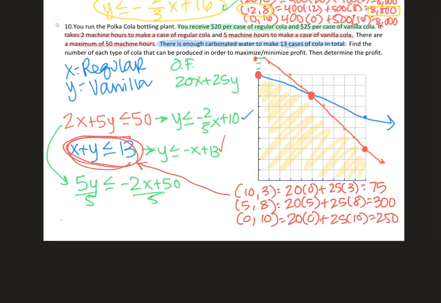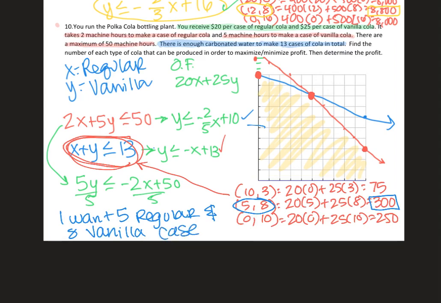So my money that I want, I'd rather have $300. But this is my answer, because that answers the question. It says find the number of each type of cola, okay? This gives me the number of each type of cola. So I want to make 5 cases of regular and 8 vanilla cases. I don't have a lot of room, but you could expand it more to say I want to make 5 regular cases of Coke and 8 vanilla cases of Coke to maximize my profit. Okay?